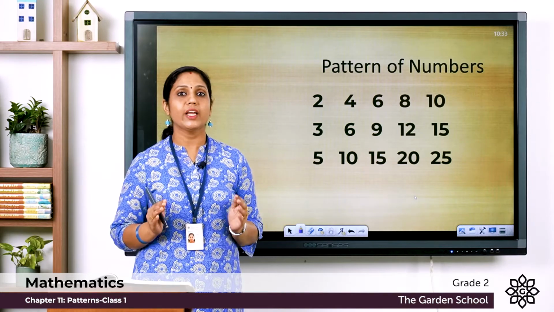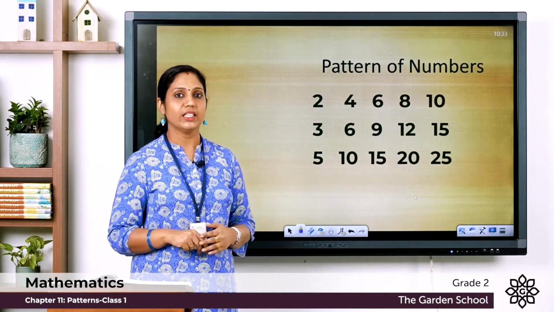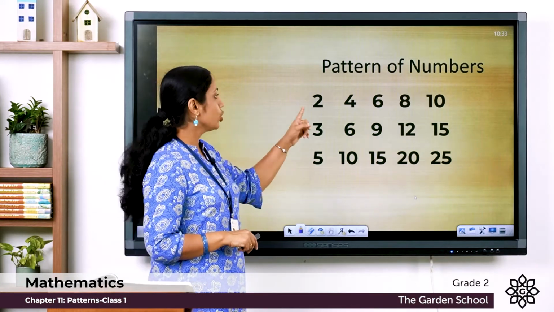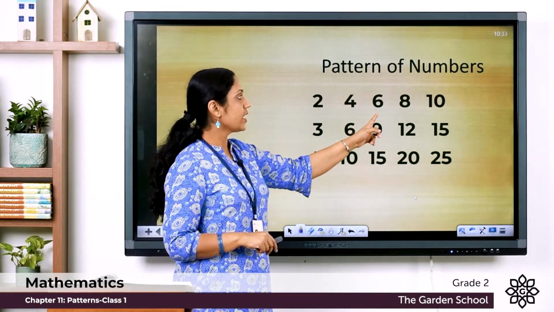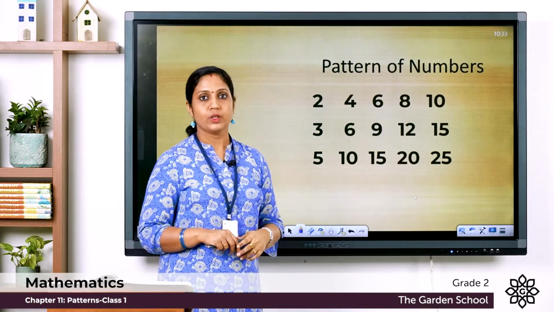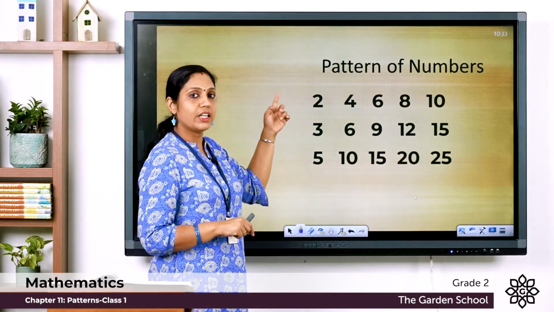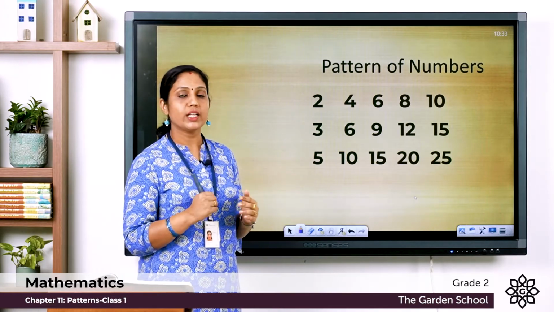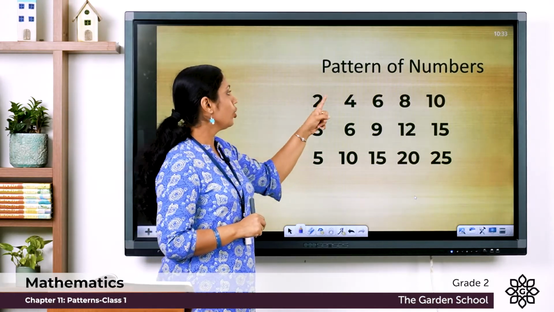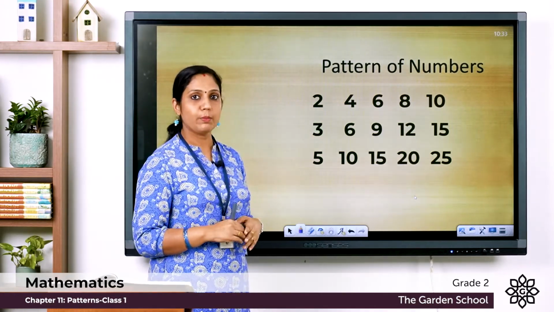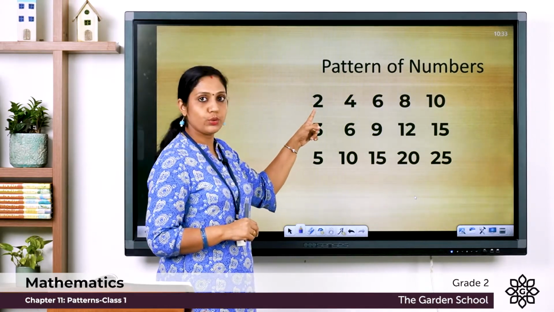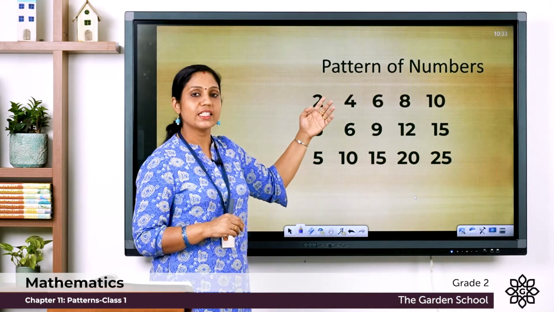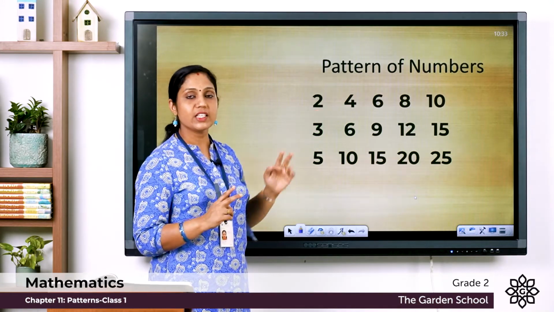Patterns can come in numbers also. Let's have a look at these examples. Look at the first sequence. You can see it is 2, 4, 6, 8, 10. So before 2, there is no number 1, and after 2 we don't have the number 3. So look at the first two numbers, 2, 4. By how much the numbers are increasing? First we have 2, then we have 4. So 2 plus 2, 4. So we can say that these numbers are increasing by 2.